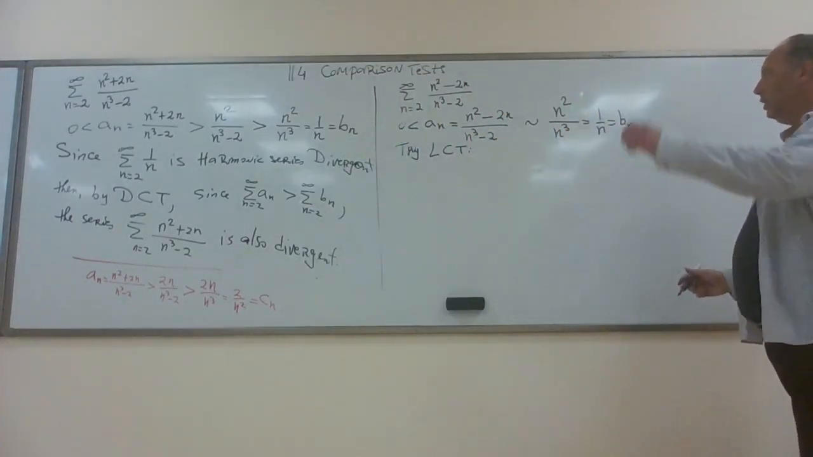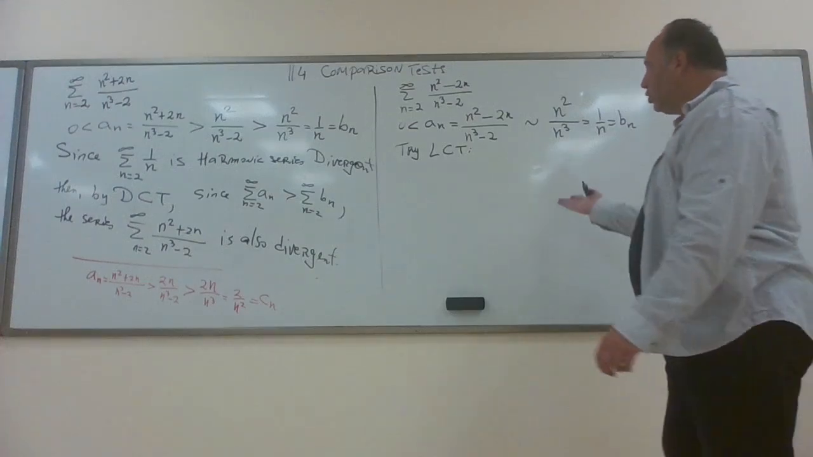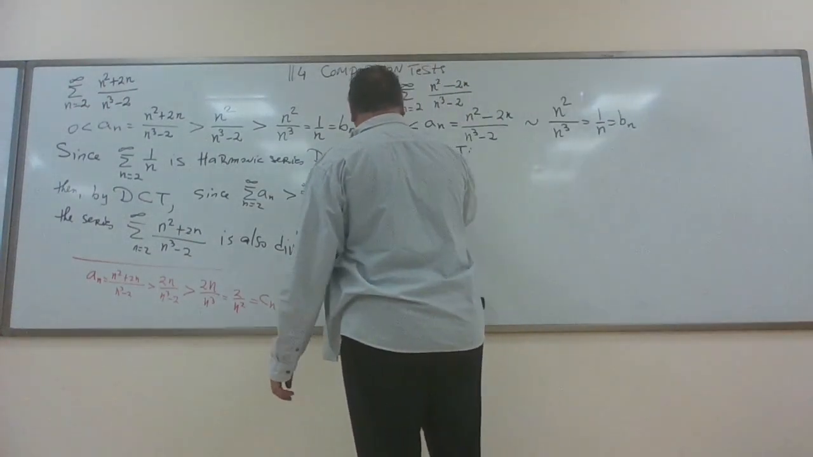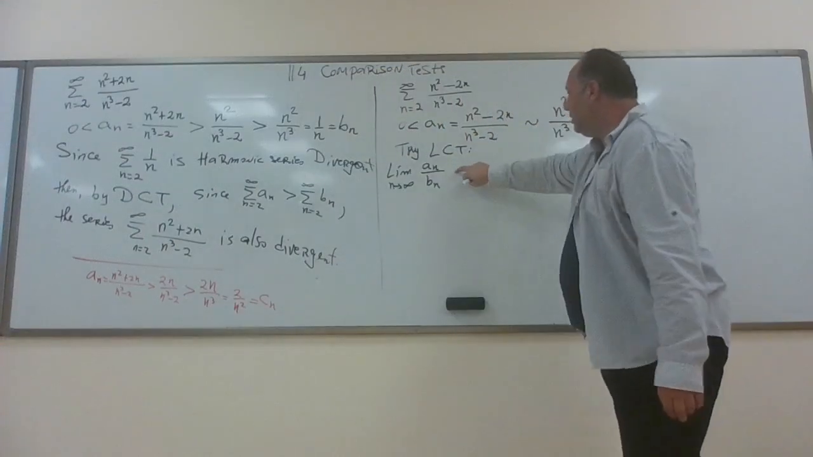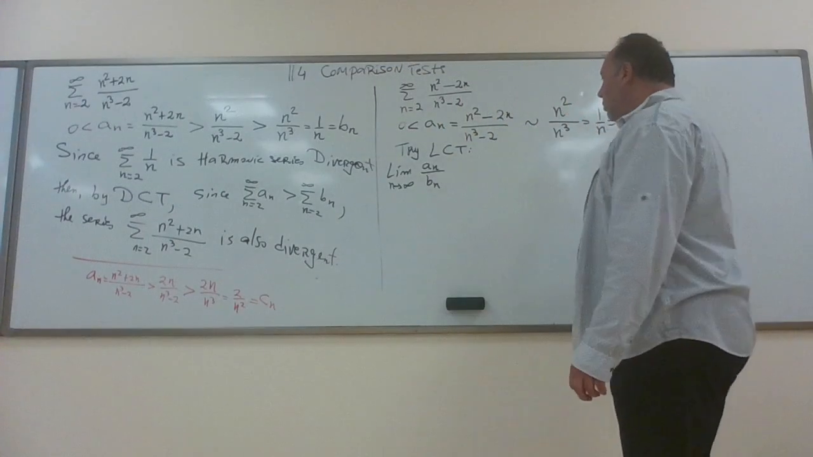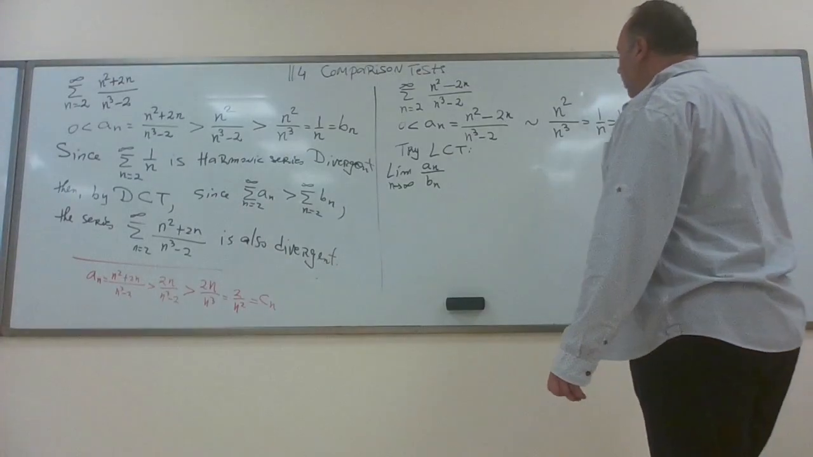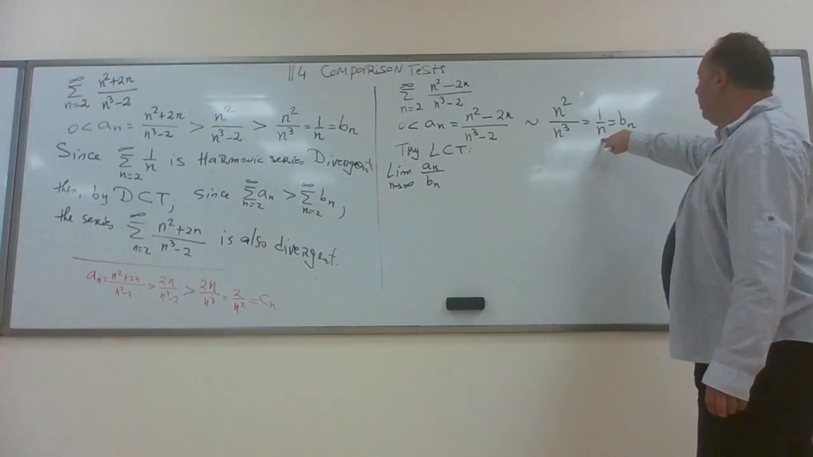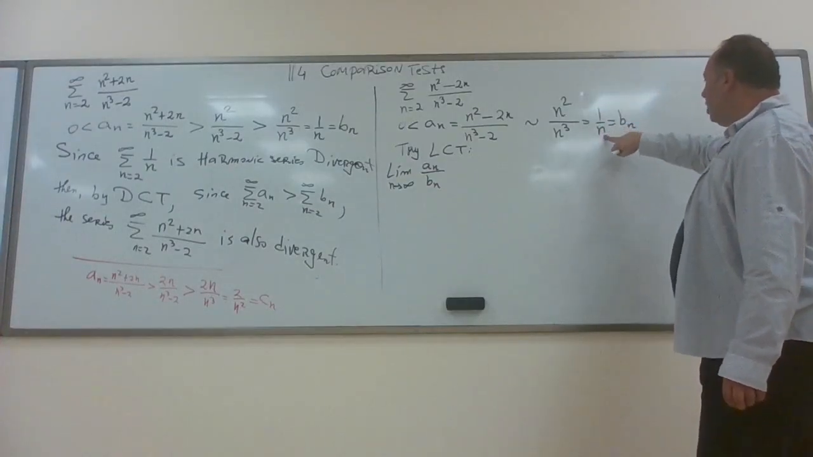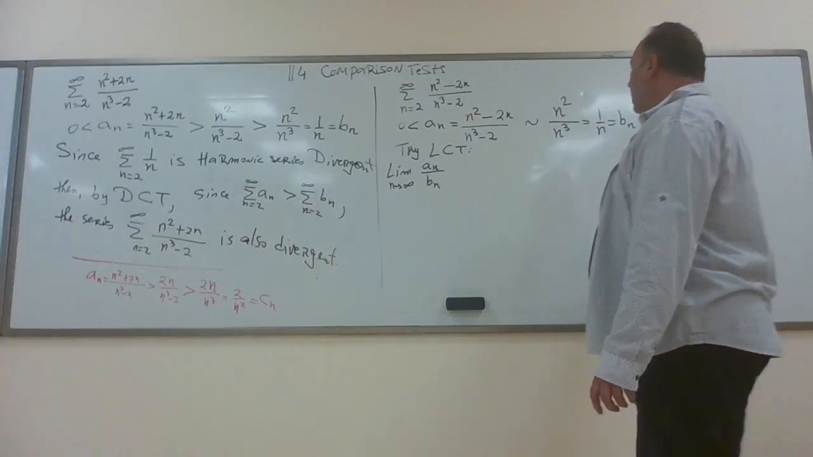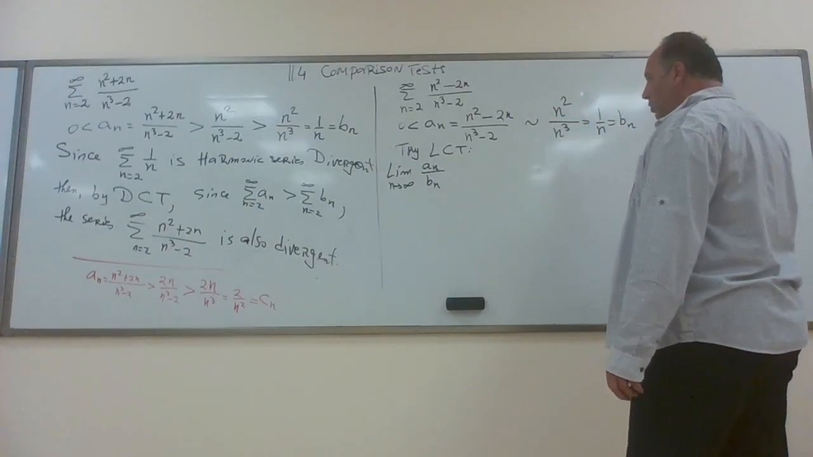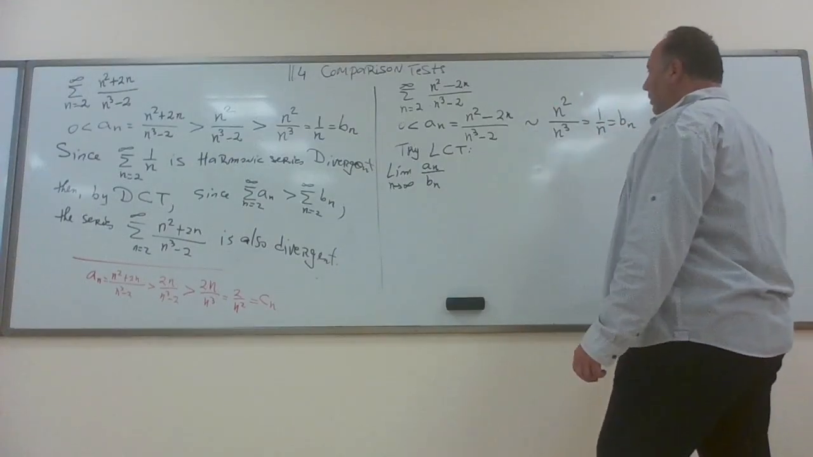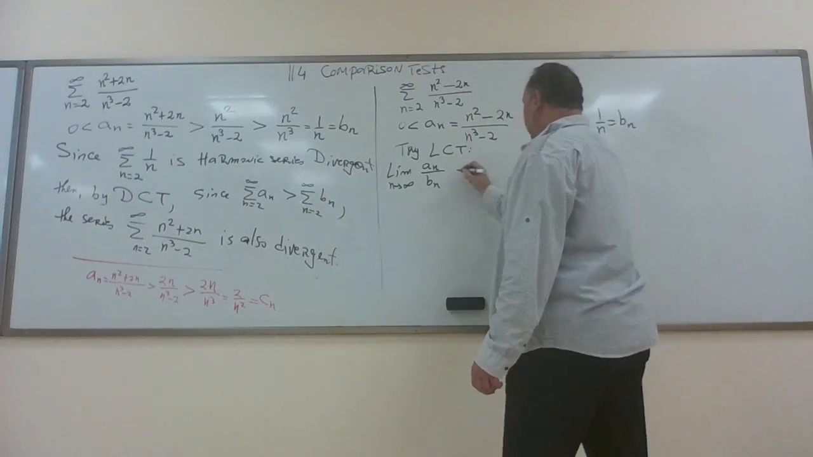Obviously both of these are positive, an and bn. So what do I need to do? I need to first compute the limit when n goes to infinity of an over bn. If this limit is equal to a number bigger than 0, then I satisfy the condition for the limit comparison test. Obviously, the series with this general term is the harmonic divergent series. That would mean if I'm able to find the limit is a number bigger than 0, then I could use the LCT to conclude. Let's see what happens.